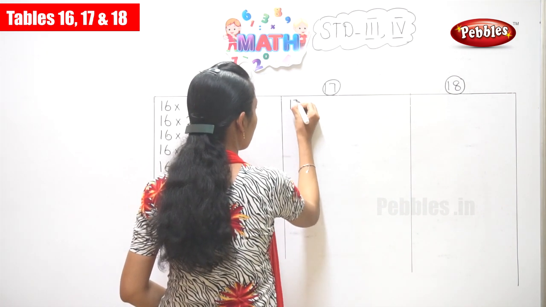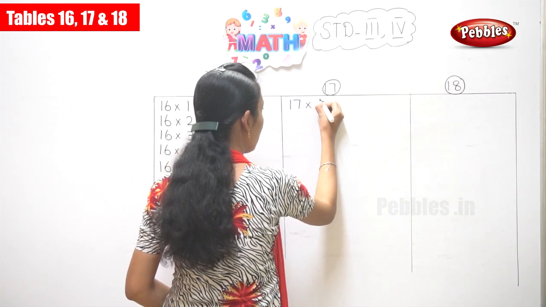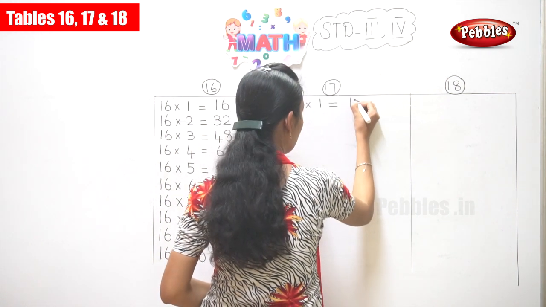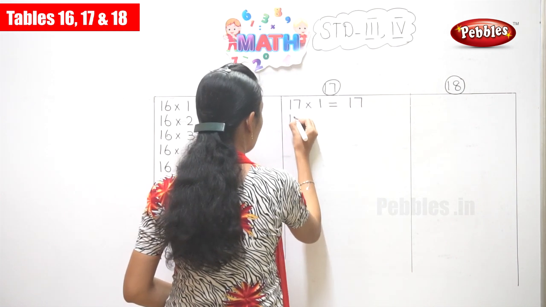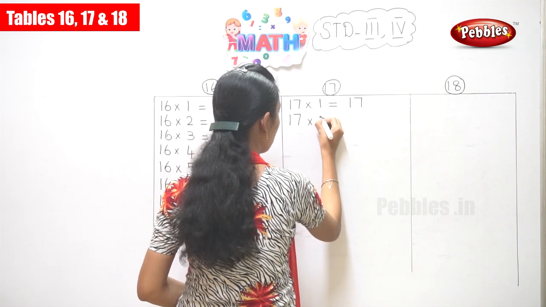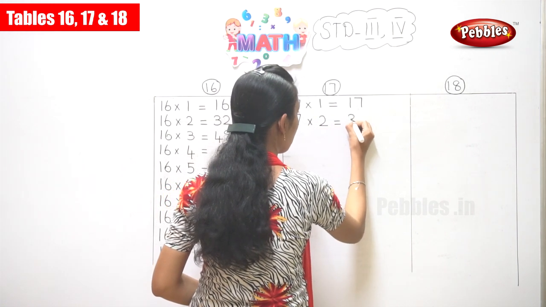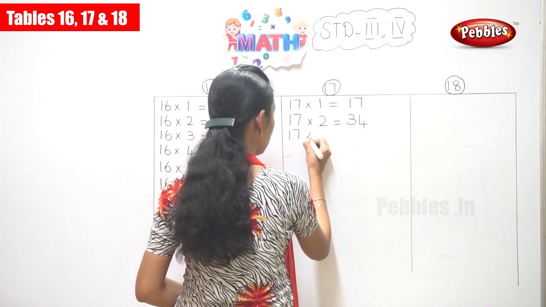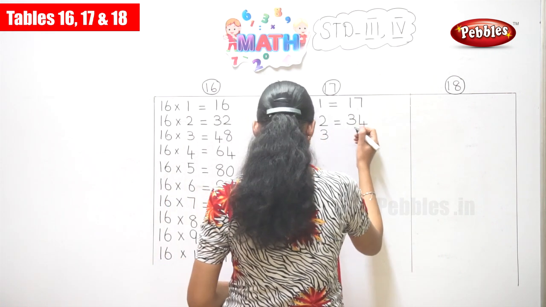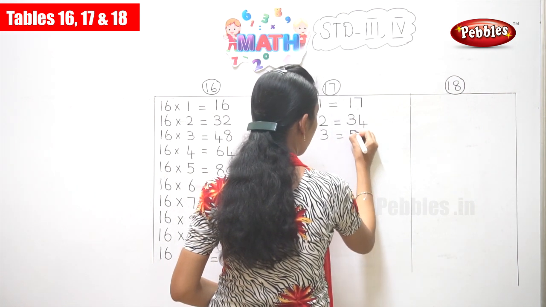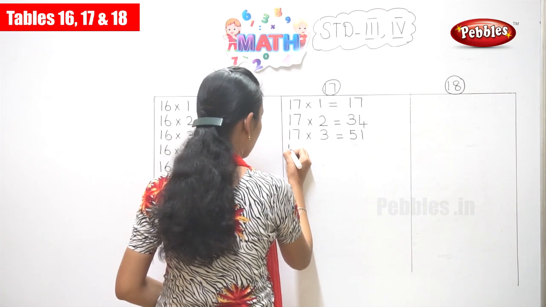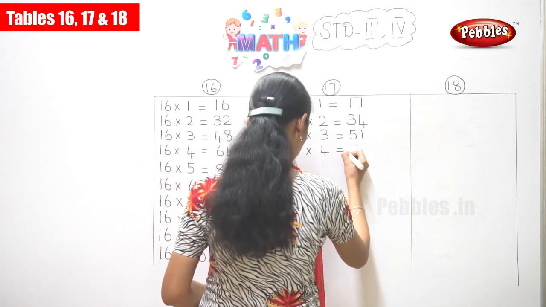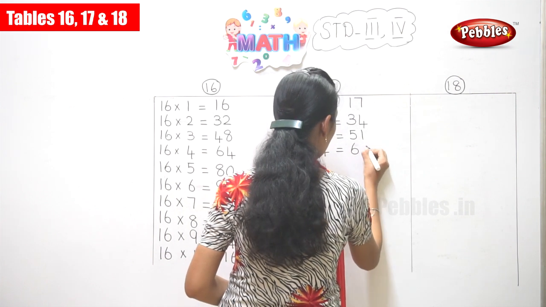Now 17 into 1 is equal to 17. 17 into 2 is equal to 34. 17 into 3 is equal to 51. 17 into 4 is equal to 68.